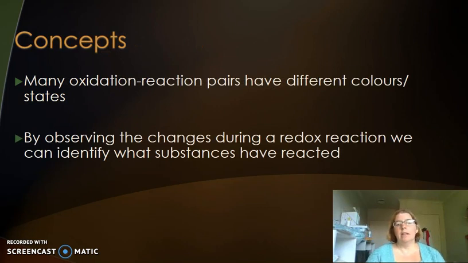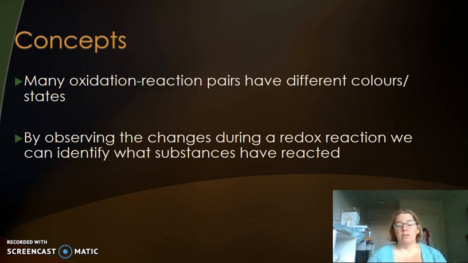The key thing to know is that many species have different colours for different oxidation states, particularly in the transition metals, but to a lesser extent in other species as well. Most of your coloured compounds tend to be your transition metals, and the reason for that is all about the electron structure of transition metals, which we might get into later. However, just be aware that they are different colours.